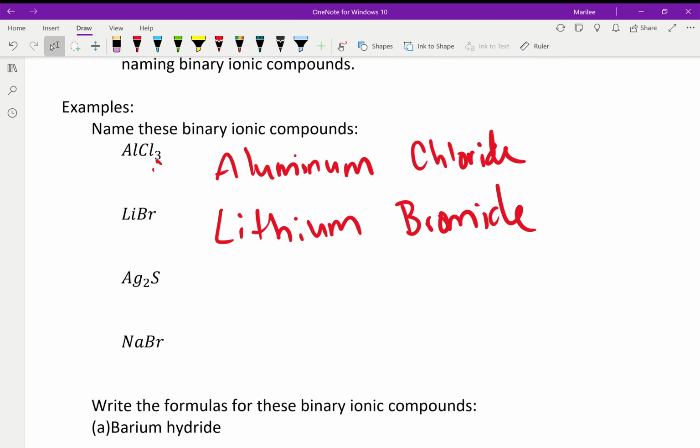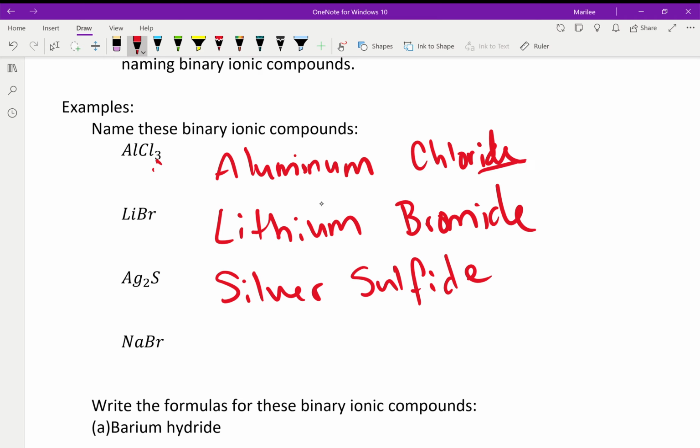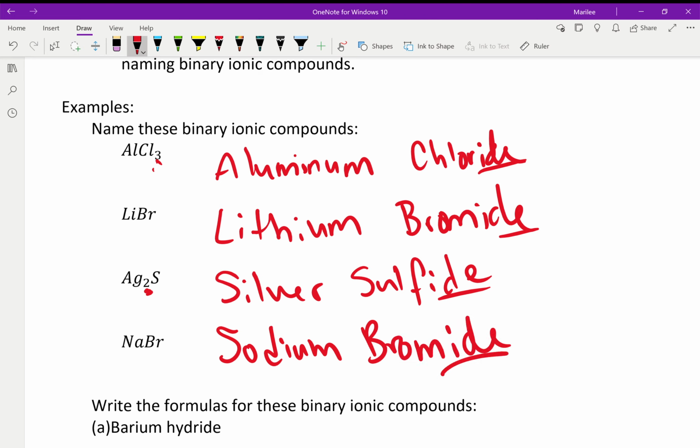Next we have Ag2S. Ag is silver and S is sulfur. So that would be silver sulfide. You guys see how everything ends in "ide"? And here again we have the 2. We don't say 2 silver sulfide, we just say silver sulfide. Our last example here is NaBr, which is sodium and bromine. That would be sodium bromide. Again, ending in "ide".